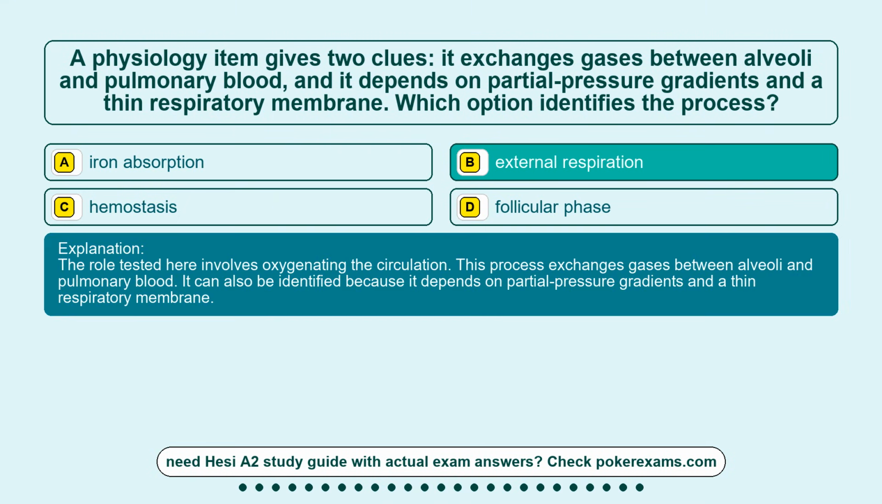The role tested here involves oxygenating the circulation. This process exchanges gases between alveoli and pulmonary blood. It can also be identified because it depends on partial pressure gradients and a thin respiratory membrane.